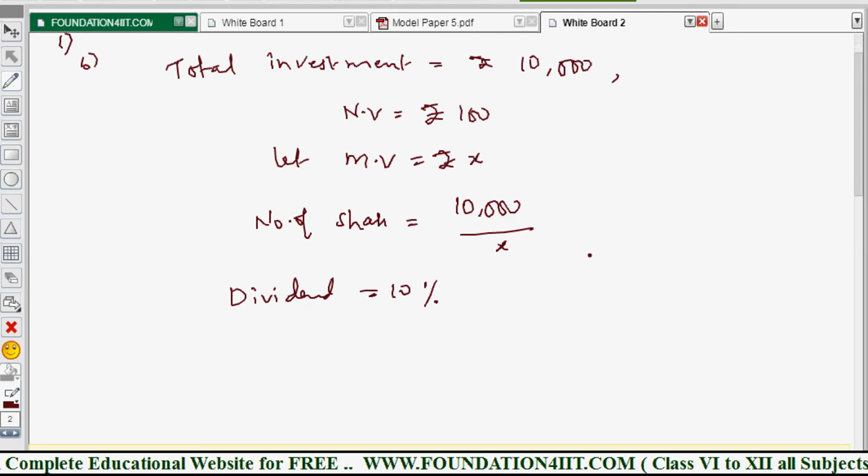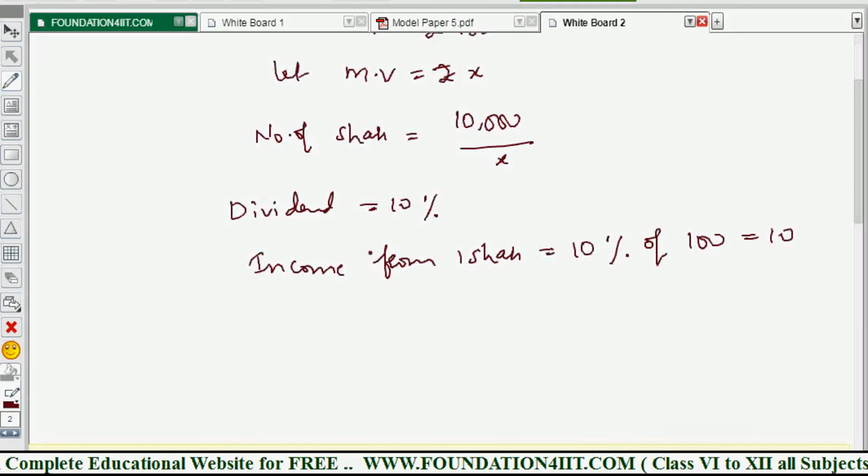Then if you know the dividend, you can find out the income from one share, because the income of a share always depends on the nominal value. That means income from one share is equal to 10% of the nominal value, 10% of 100. 10% of 100 is 10 itself, because 10 by 100 into 100.